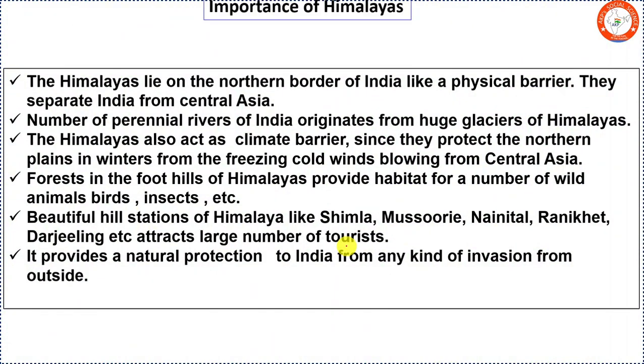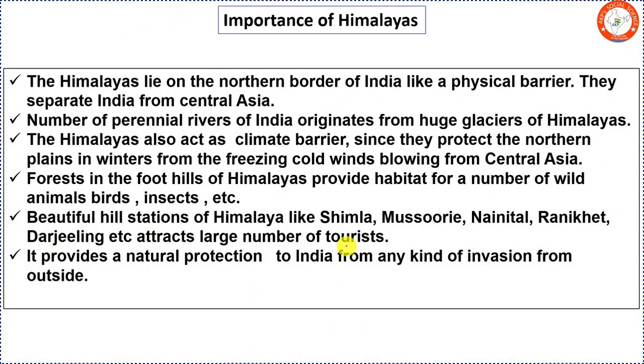Now see the importance of Himalaya, how the Himalayas are important to us. Himalayas lie on the northern border of India like a physical barrier. They separate India from Central Asia. A number of perennial rivers of India originate from huge glaciers of Himalaya. Rivers like Ganga, Indus, Brahmaputra, Yamuna, Gandak, Ghagra, Kosi and many more originate here and flow throughout the year.